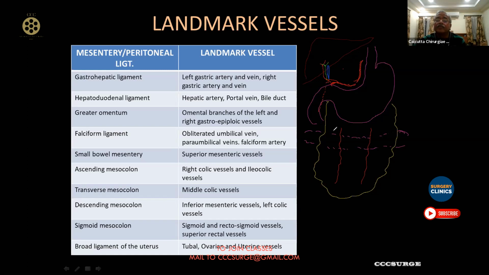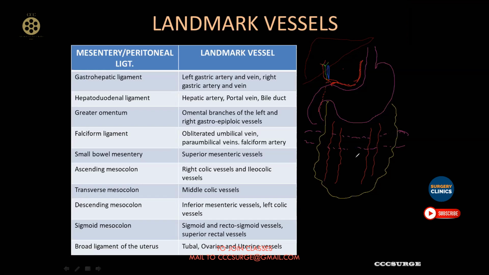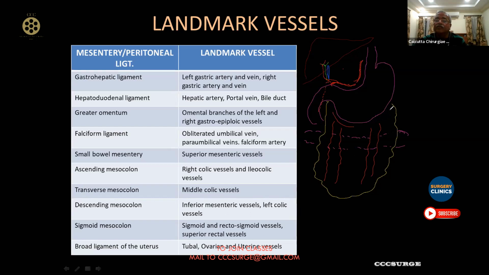Where do these vessels arise from? So gastric. Very good, excellent. The right and the left gastroepiploic. That's right gastroepiploic. That's the left gastroepiploic. Right gastroepiploic comes from the gastroduodenal. The left gastroepiploic comes from the splenic, isn't it? Okay, right. These are the omental branches of the left and the right gastroepiploic vessels.